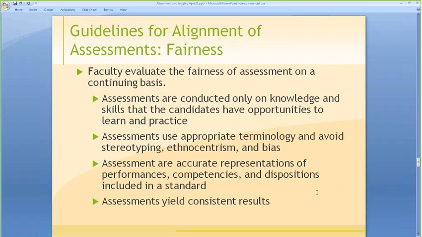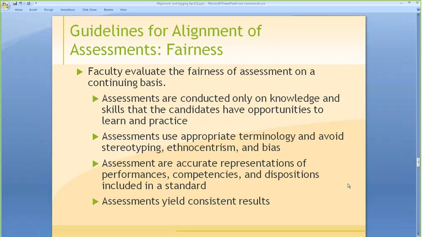Faculty are looking at the fairness of their assessments on a continuing basis, so that the assessments are really only conducted on the knowledge and skills that candidates have the opportunity to learn and practice. And I'm sure we can all remember in our own student days, undergrad days, and my gosh, that's a long time ago for me, but I still remember taking exams or being asked to respond to questions that I felt, my gosh, did we even go over this in class? And then finding that, no, in fact, we didn't, but nonetheless, the question was asked. So make sure that what's in your assessments is stuff that your candidates are familiar with.